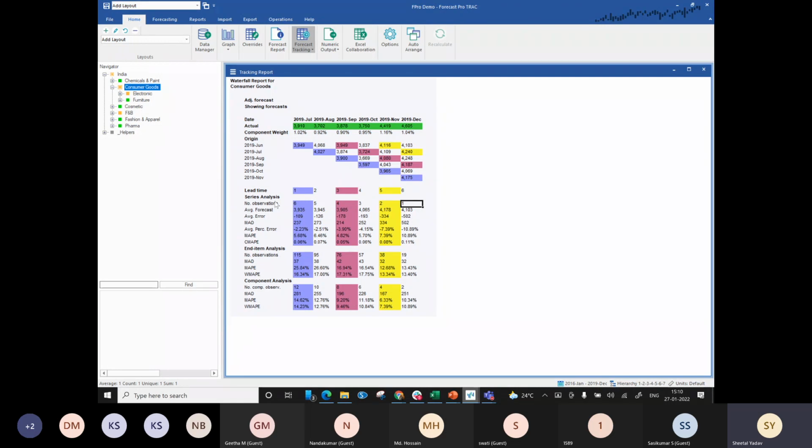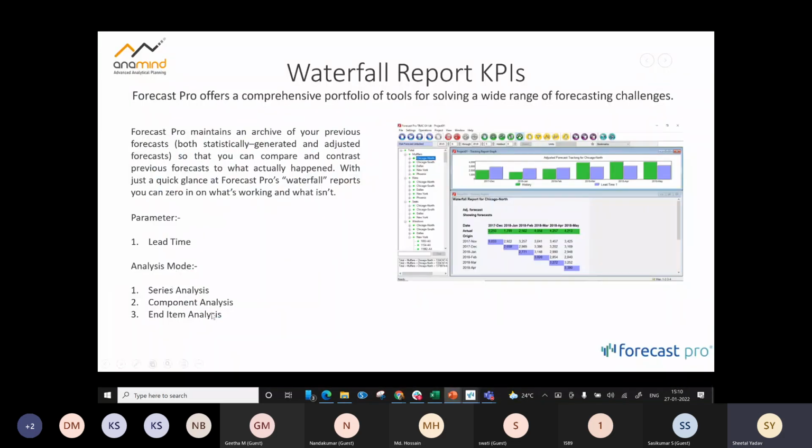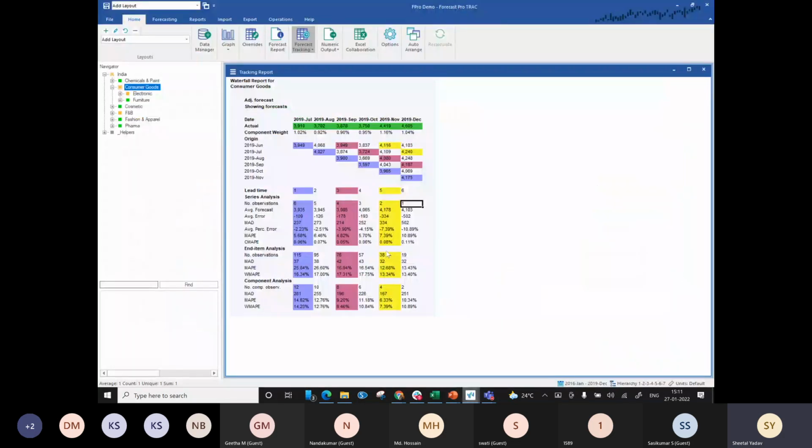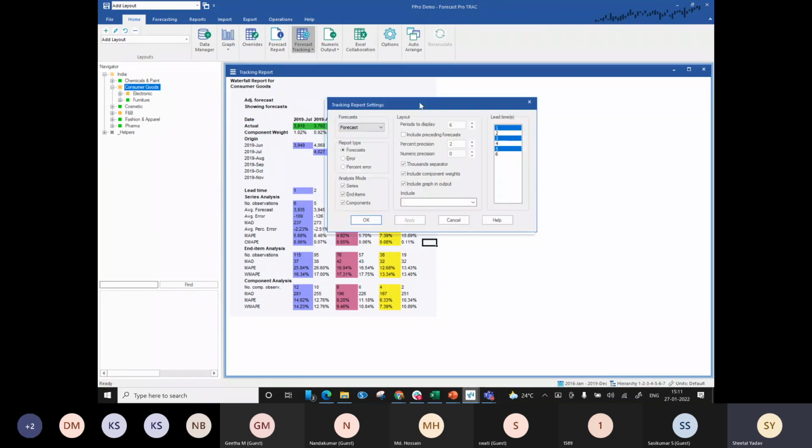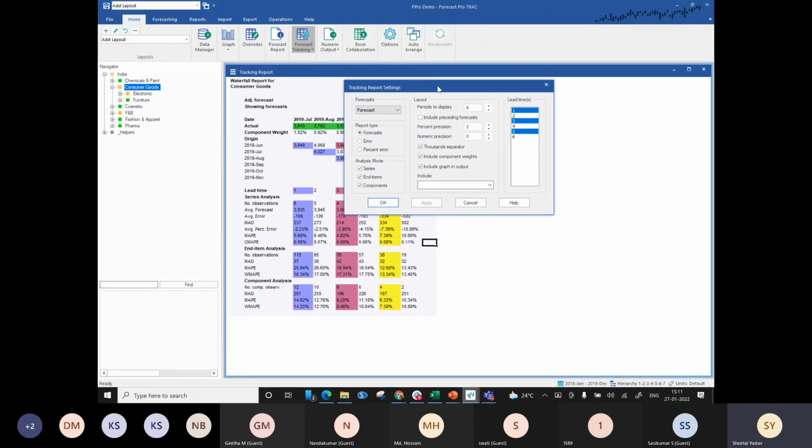Okay, now within this report, I have three types of analysis. If I go back to my presentation, you can see there are three types of analysis mode. One is series analysis, one is component analysis, and one is end item analysis. Now, it's very important to understand the difference between the three. But even before moving towards understanding the difference between these three analyses, let's go to the settings and see what are the various options that are available to us.